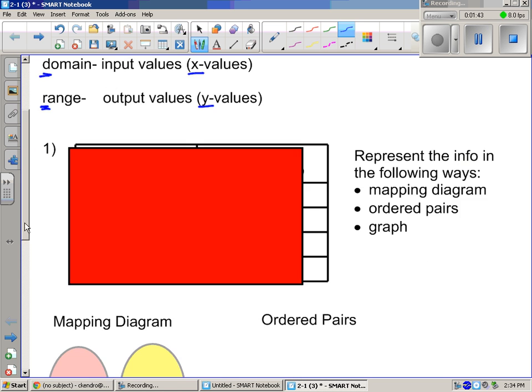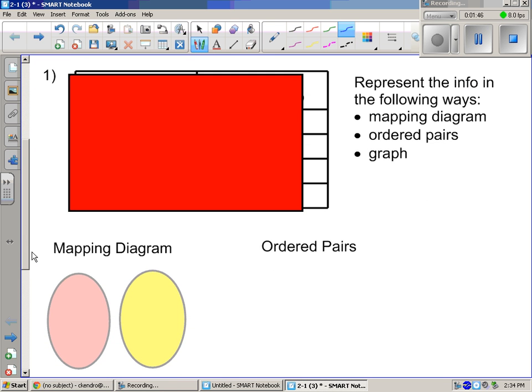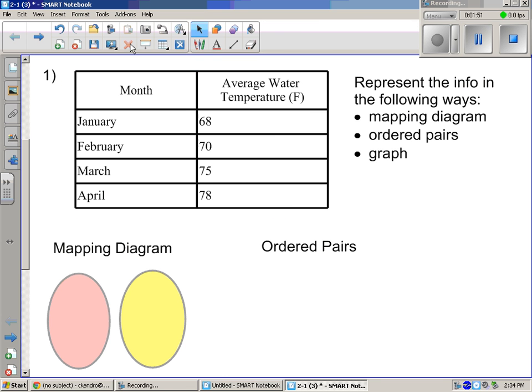Mrs. Kendro is going to take you on to our first example, which I think has some Florida water temps in it. Well, better than Michigan right now. All right, so we've got a chart here talking about 4 different months and their average water temperature. Over here to the right, it talks about the different ways to represent the information. The chart is nice and easy. Most of us are very familiar with charts. We have something called a mapping diagram, which you might not know about too much. Ordered pairs are also something you're familiar with graphing lines.